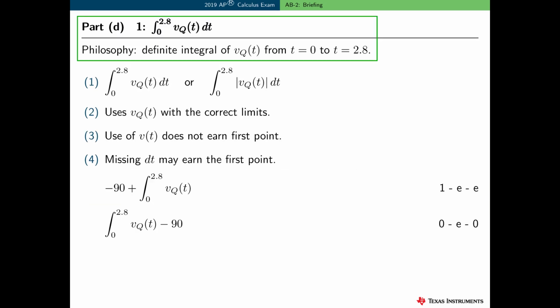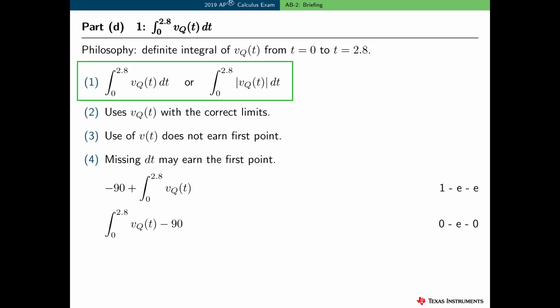The first point in part D was for presenting the definite integral of v sub q from t equals 0 to t equals 2.8. That is, for knowing that this definite integral was a necessary part of the expression for the position of particle q. Again, the absolute value is not necessary here, since v sub q is positive over this interval.